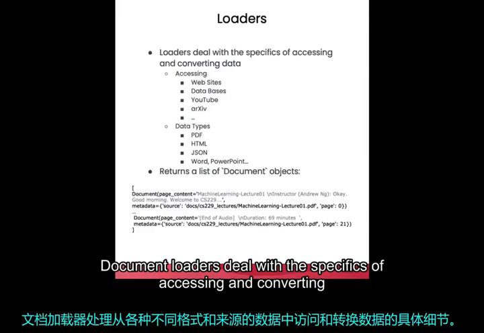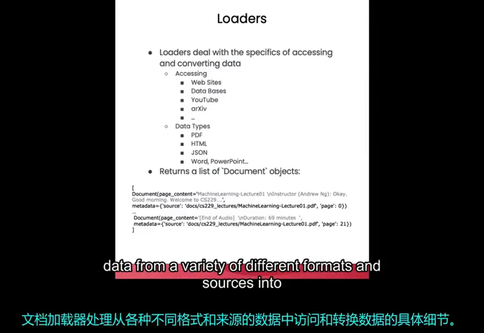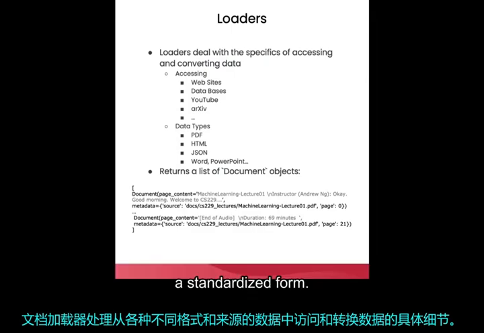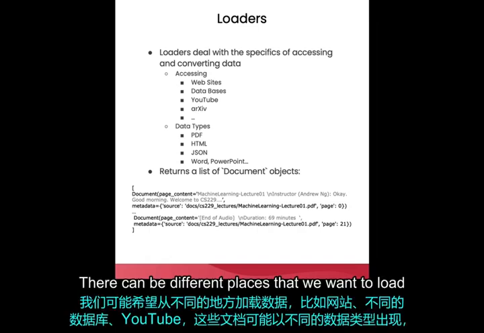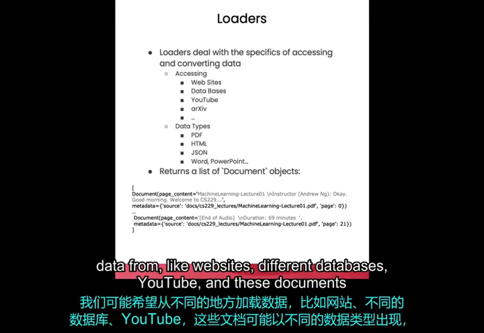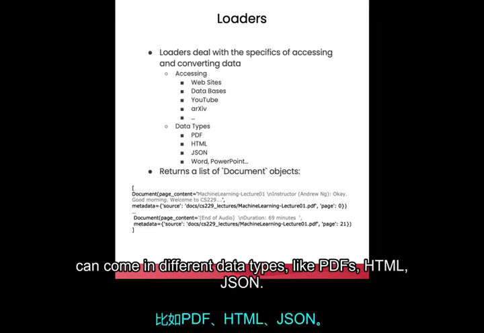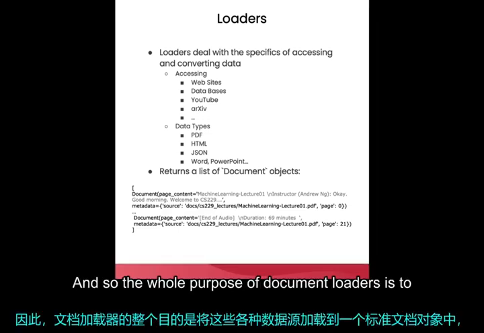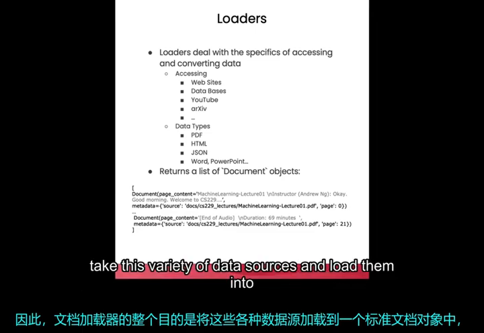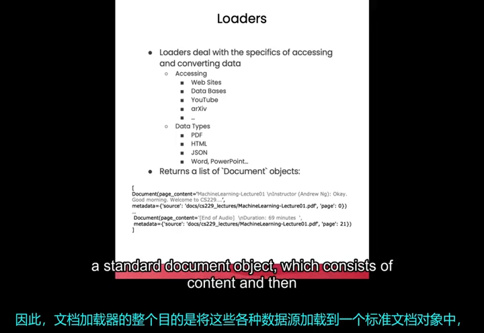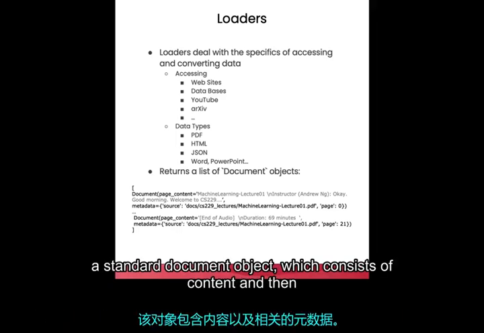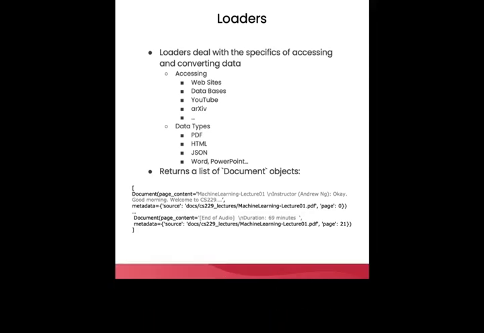Document loaders deal with the specifics of accessing and converting data from a variety of different formats and sources into a standardized format. There can be different places that we want to load data from, like websites, different databases, YouTube, and these documents can come in different data types, like PDFs, HTML, JSON. And so the whole purpose of document loaders is to take this variety of data sources and load them into a standard document object, which consists of content and then associated metadata.